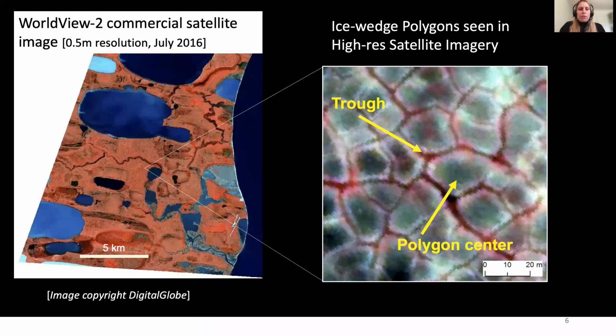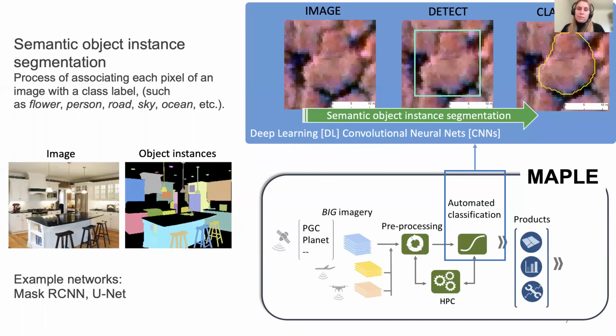So we start out with this commercial satellite imagery shown here on the image on the left. And if you zoom way in, you can actually detect the ice wedge polygons and the troughs around them. And we can detect whether they're high or low centered polygons.